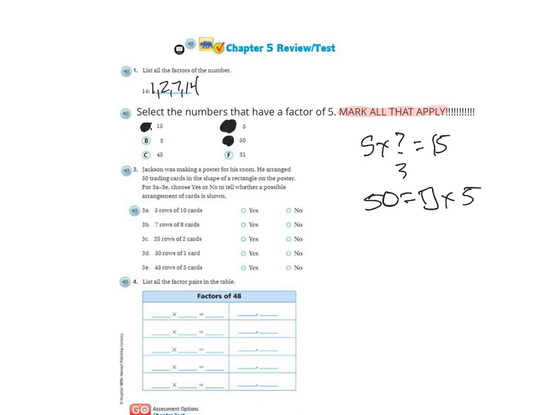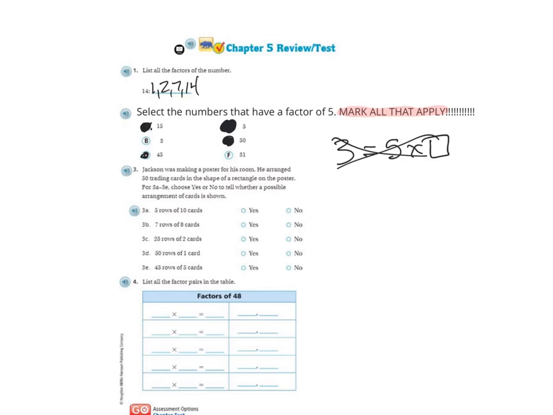Cool. Let's go to 3. So number 3, B3. What that's asking us is kind of weird. This is what it looks like. I have the number 3, so 5 times what gets me 3? If you are totally confused, that means that 5 would not be a factor of 3. So we can just cross that one out. That's not going to work.